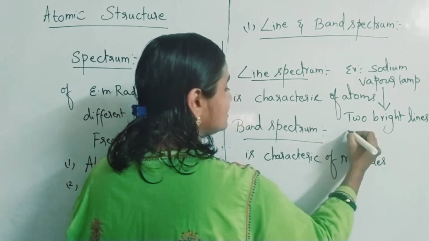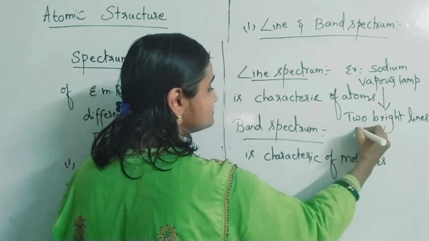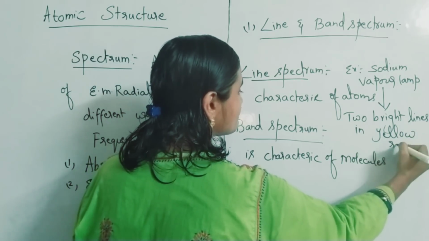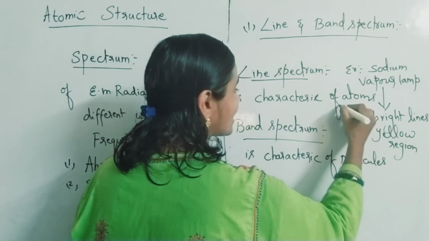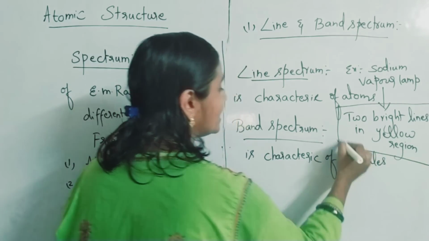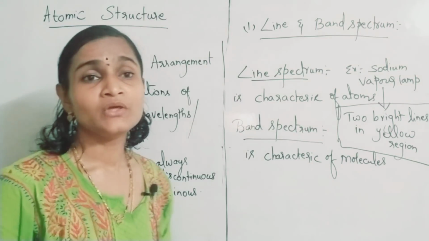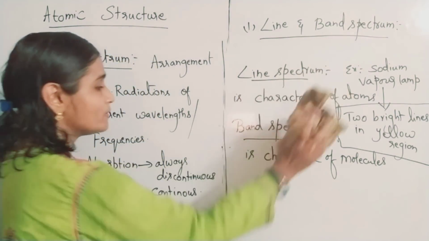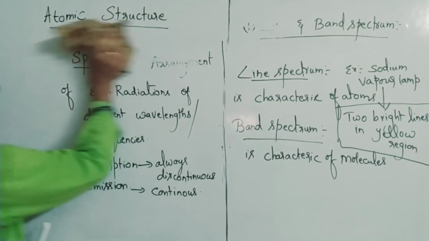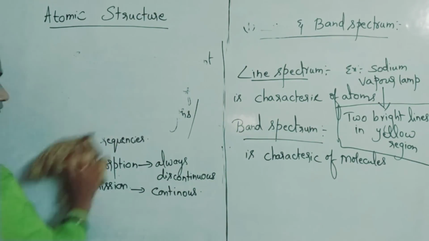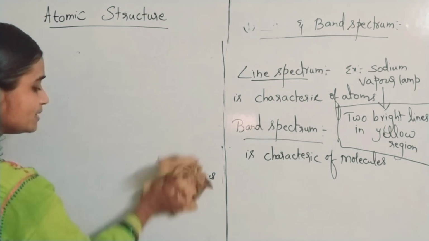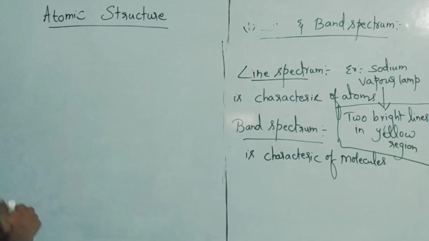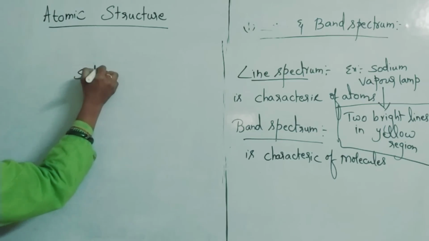In the wavelength range of 5890. Please remember, this is a very important point. Two bright lines you will observe in the yellow region of VIBGYOR. Where will you find those two bright lines? Let me write this on this side. Line spectrum, sodium vapor lamp: the spectrum obtained by a sodium vapor lamp.